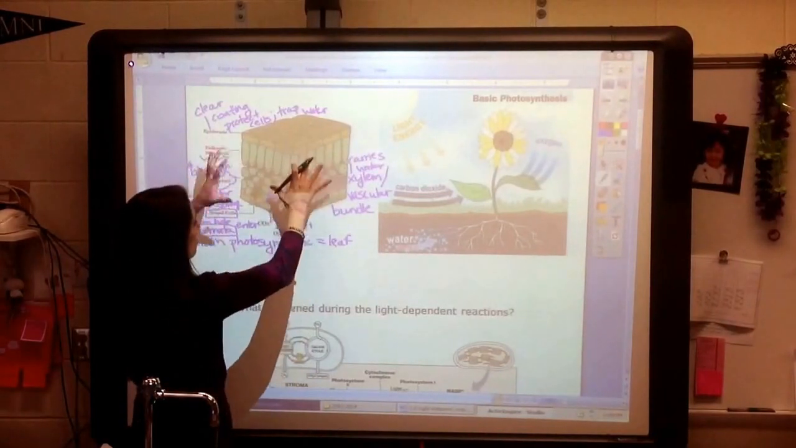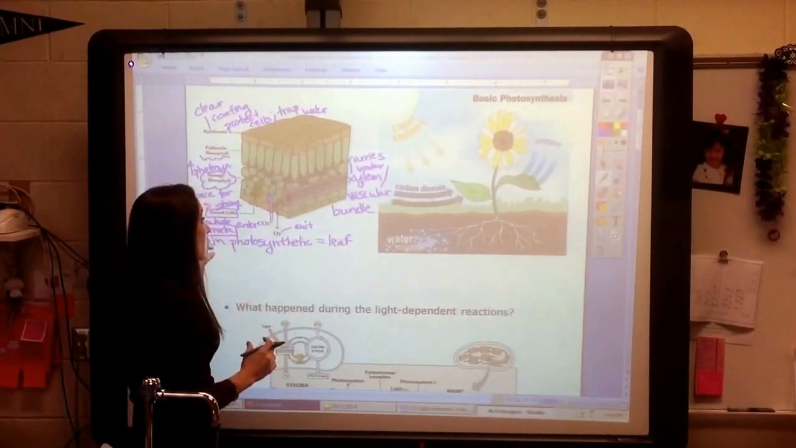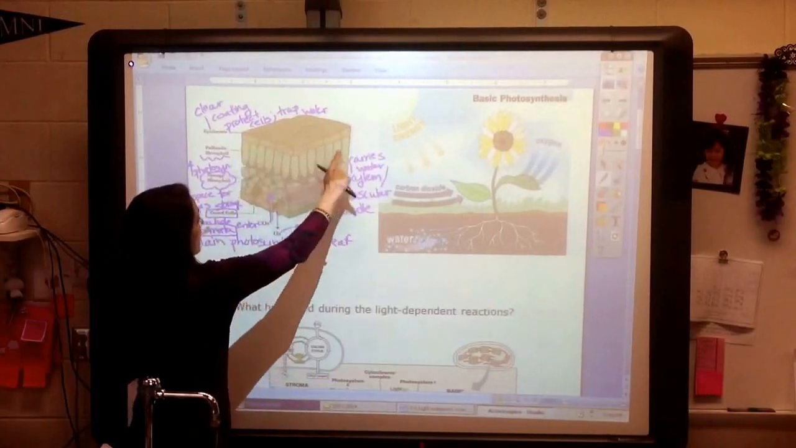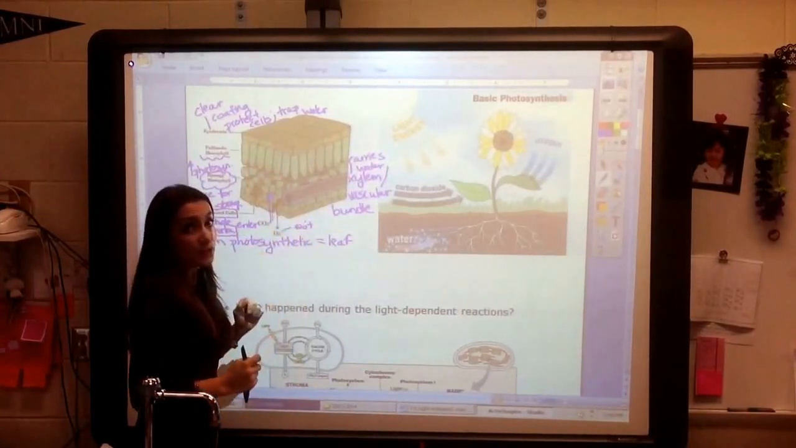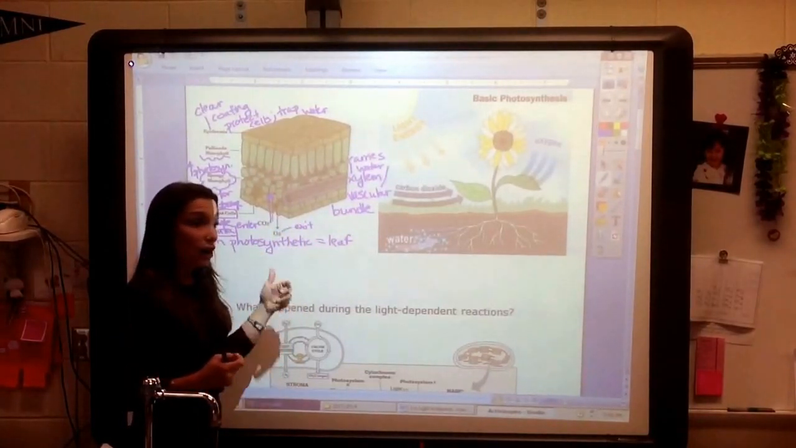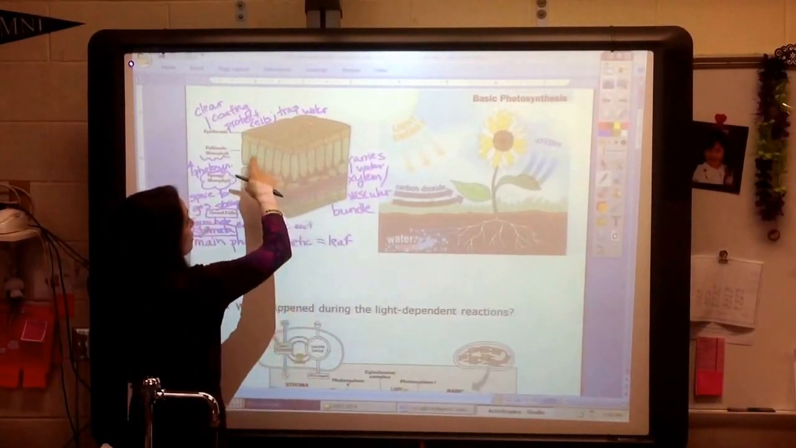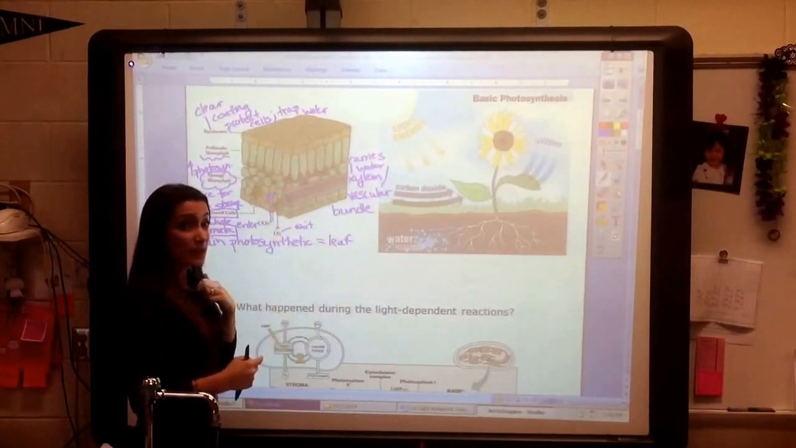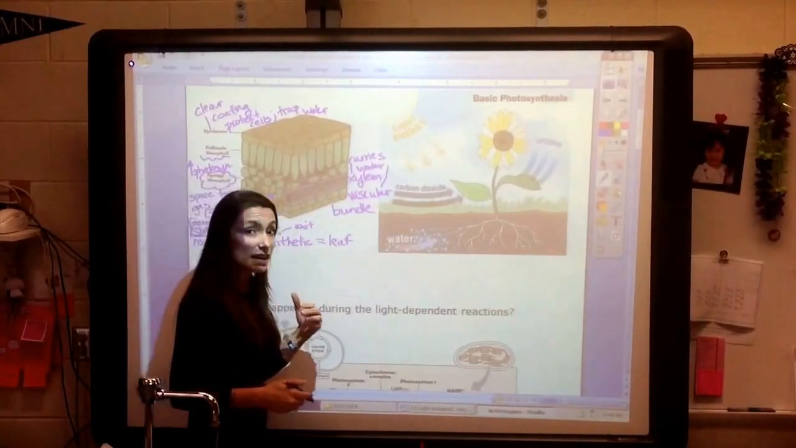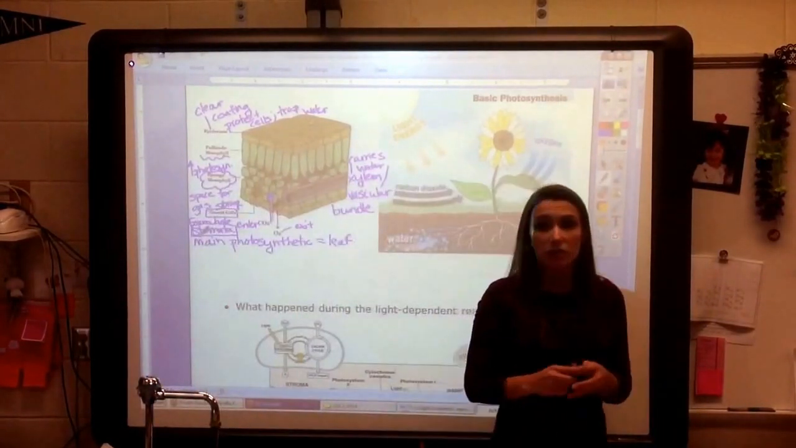So we do need to know a little bit about the structure of the leaf, because where the light-dependent reaction happens is where we want our Calvin cycle to happen as well. So these cells are going to be doing the light-dependent and what we call the light-independent reactions.